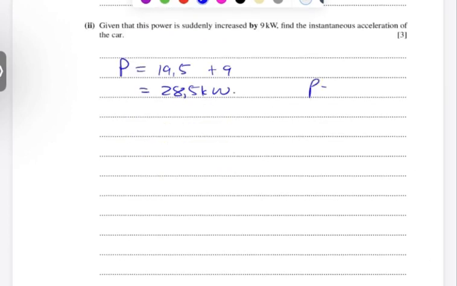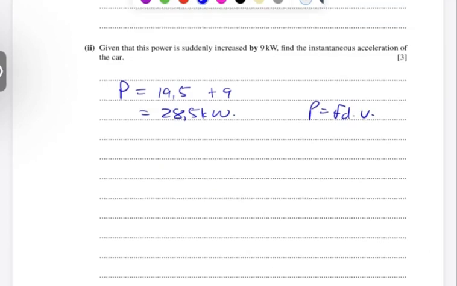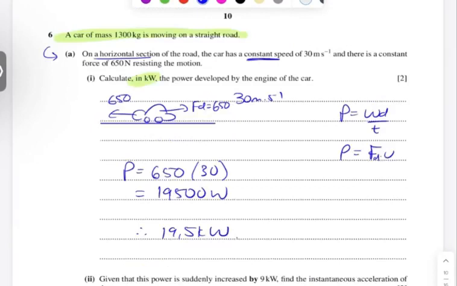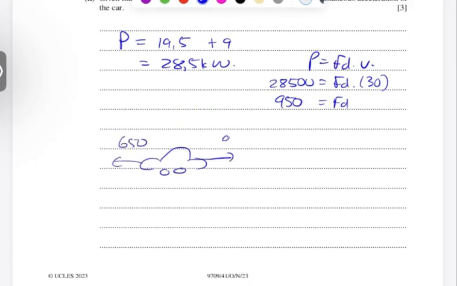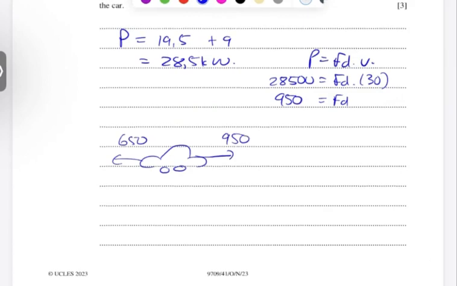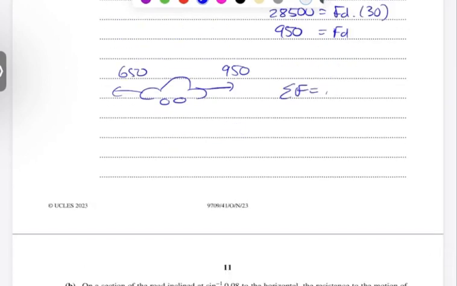Okay, power is driving force times velocity. Okay, what you need to know is that velocity is not going to instantaneously change, even if the power does. So you can use the previous velocity. You must use the previous velocity. And what this does is gives us a sudden new driving force. Okay, so this is the trick of these questions. Okay, so now I've got my resistance of 650, but I've got a driving force of 950. So I can immediately see that I'm going to accelerate.